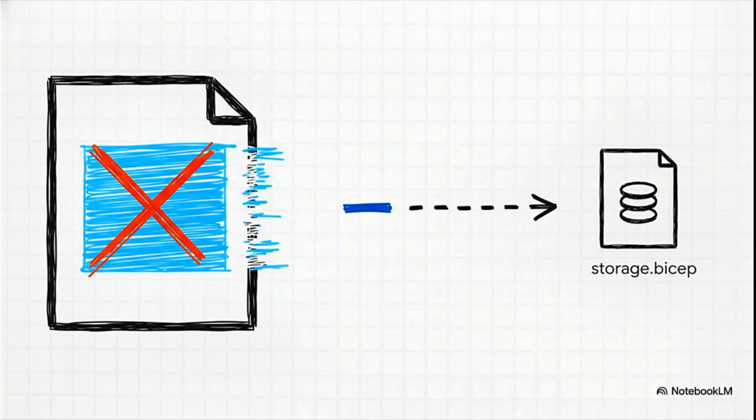Now for the really satisfying part, step 2. We go back into our main file, we delete that original block of storage code, and in its place, we add one simple, clean module reference. This little line just tells Bicep, hey, for the storage part of this puzzle, go look at the blueprint in the storage.bicep file. It's so clean, so simple, and anybody can understand what's happening.